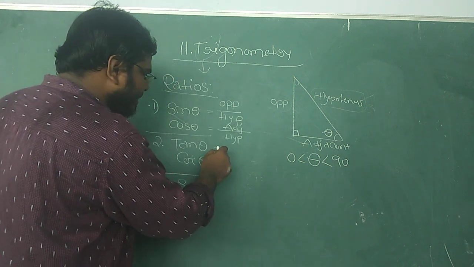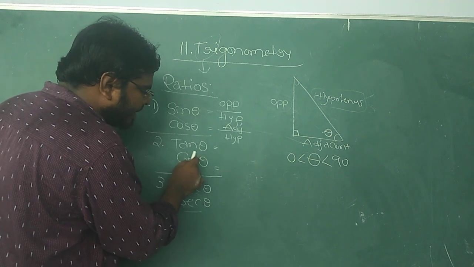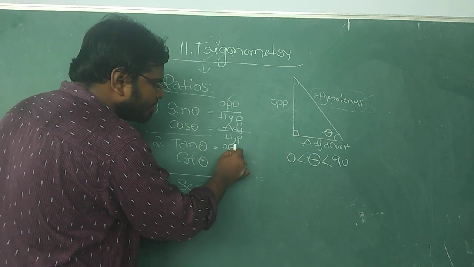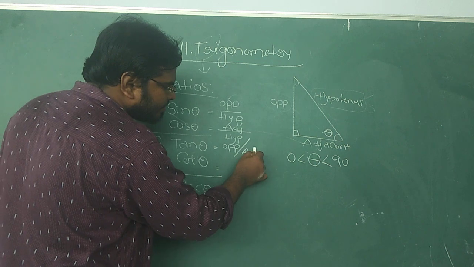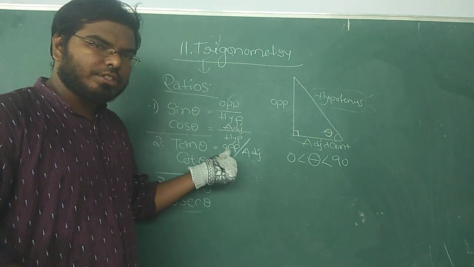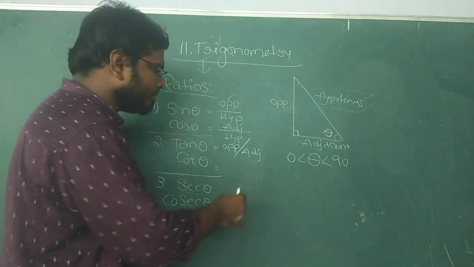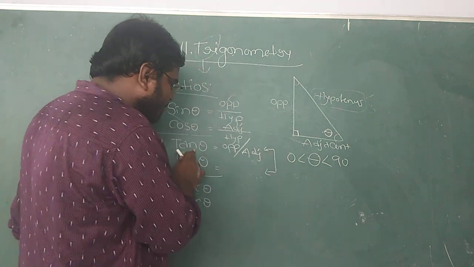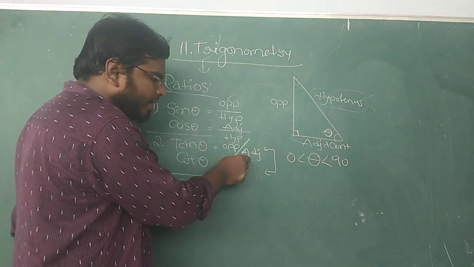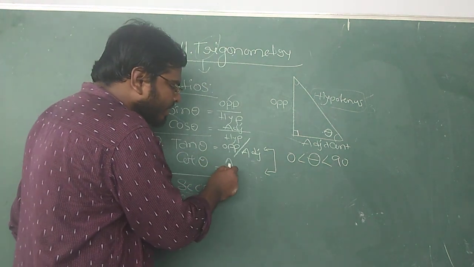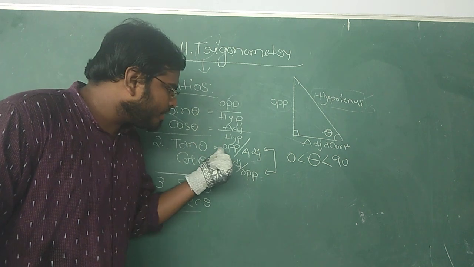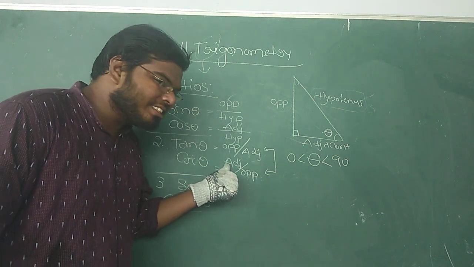Now listen here. Tan, cot. In the T group, we don't have the hypotenuse. Tan theta means opposite side by adjacent side. And these two are one group, but reverse to each other. That means they are reciprocal to each other. Opposite side by adjacent side is tan theta. Here adjacent side by opposite side is cot theta. Once again, tan theta means opposite side by adjacent side. Cot theta means adjacent side by opposite side.